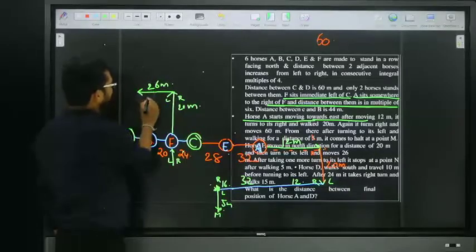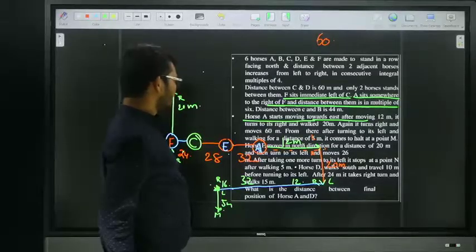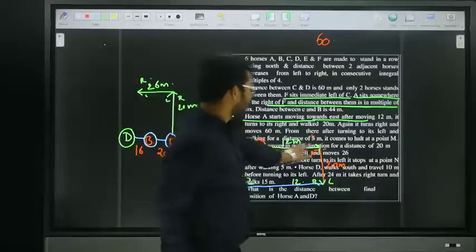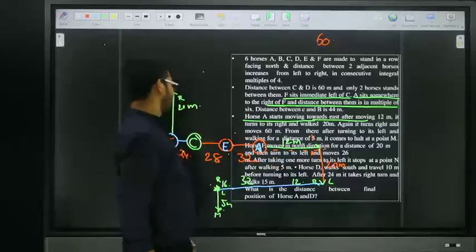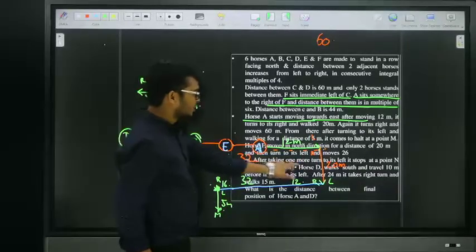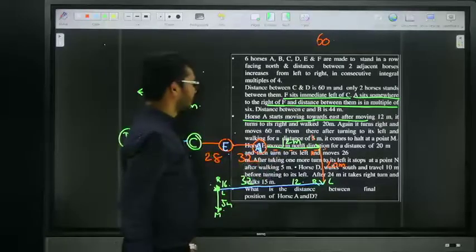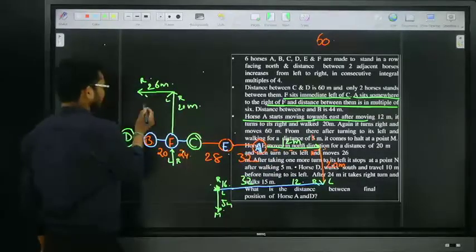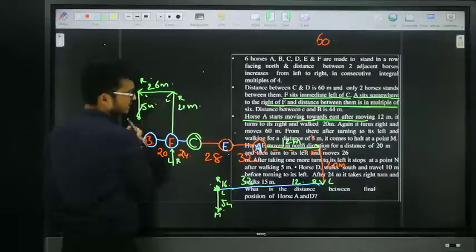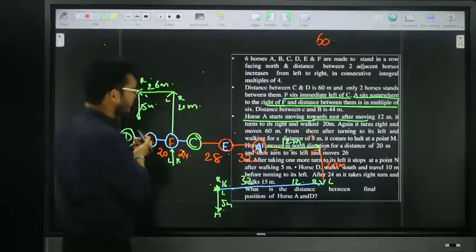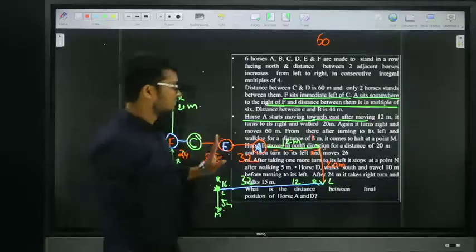Now facing here, estimate the left hand and right hand. After that, the next one is what? RCF moves in north direction for a distance of 20 meters, turns to its left and moves for 26 meters. After walking, one more turn to its left, walking 5 meters, and it stops at point N. Now RCF is completed.